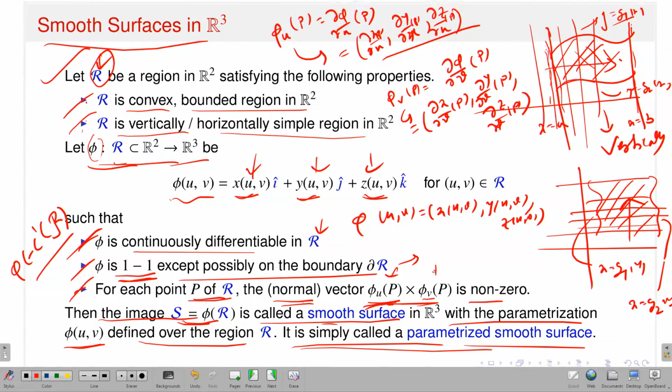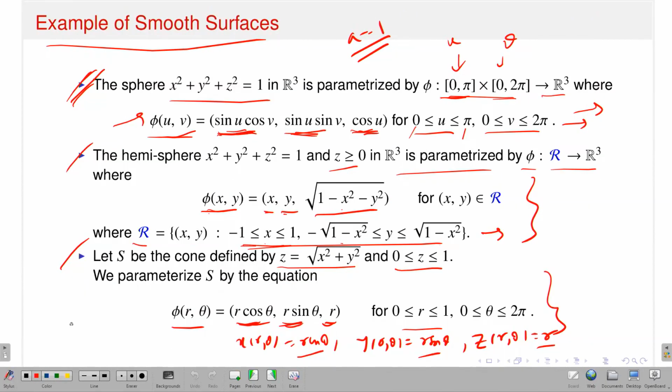Again, you can calculate explicitly. Now you have all the expressions in your hand, you just calculate. So here what will you have? Phi r cross phi theta, you have to calculate, and you can calculate it very easily. And injectivity you can check, I think you will get it. So if I have this, these are the kinds of surfaces that satisfy all the properties in the last slides. So these are a few examples of smooth surfaces.